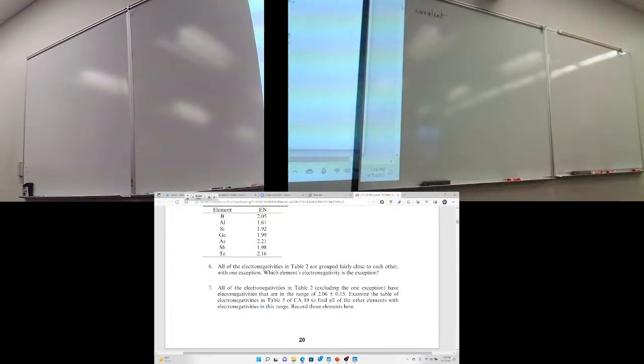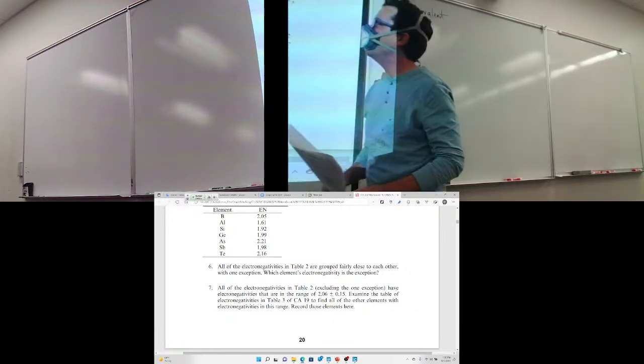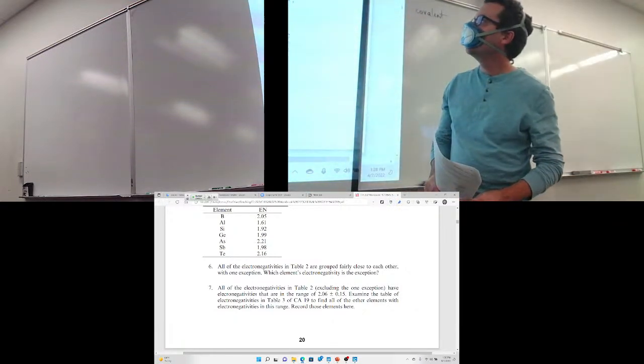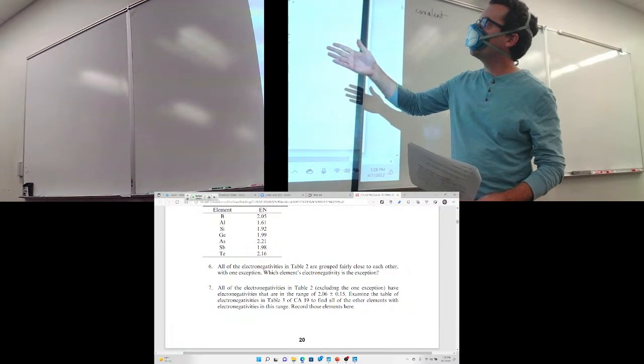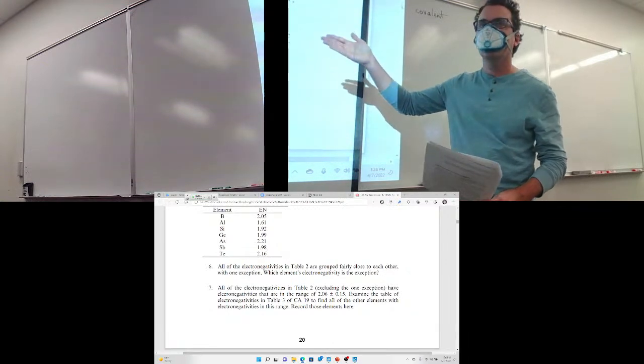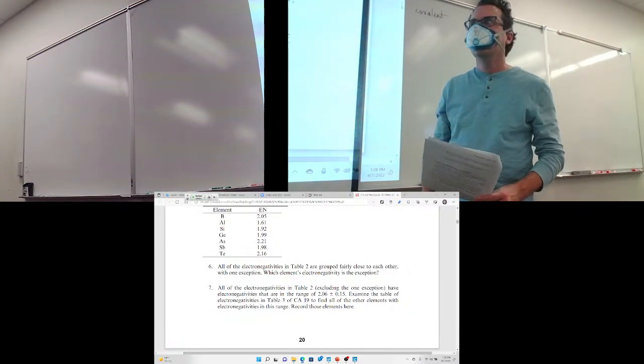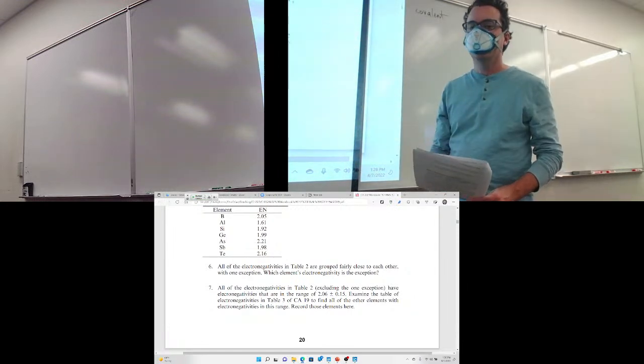Arsenic is kind of close to tellurium. It's kind of within there. What about this one? Aluminum, 1.6, is a little bit out there on its own. The next one after 1.6 is like 1.92, so that's a big gap there. So aluminum is by itself.